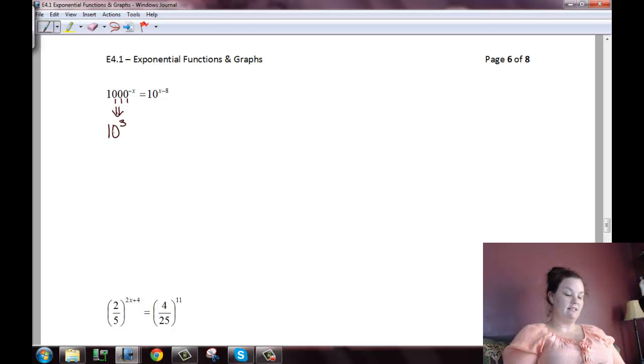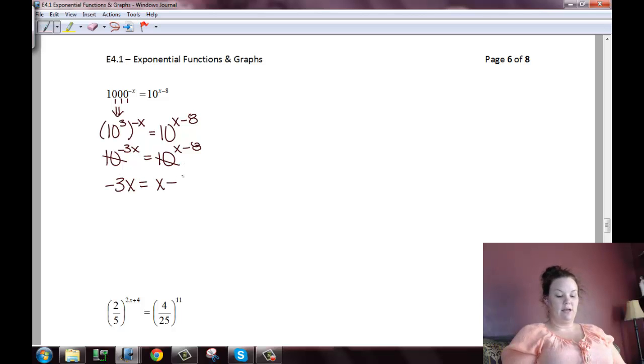So I'm just going to rewrite this as 10 to the third, and then it has a negative x exponent, is equal to 10 to the x minus 8. Now from our exponential rules in Math 118, remember when you have a power with a base raised to another power, we multiply the powers. So this would give me 10 to the negative 3x equals 10 to the x minus 8. And now they both have a base 10, so we can cancel the bases, which means negative 3x is equal to x minus 8. And then this is something easy to solve.